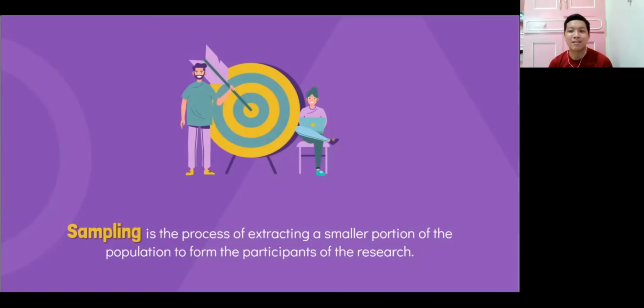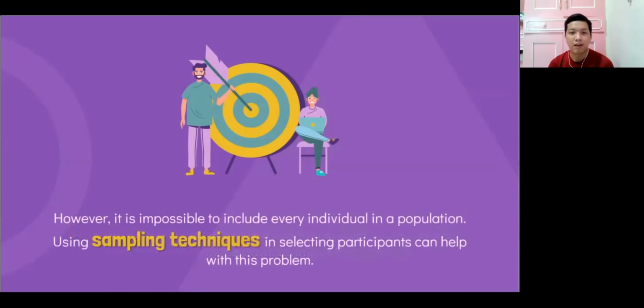In general, class, it is better for our study to have a sample size that is close to the total population size. The closer the number of samples to the total target population, the more accurate the generalizations will be. However, class, it is impossible to include every individual in a population. Using sampling techniques in selecting participants can help with this problem.